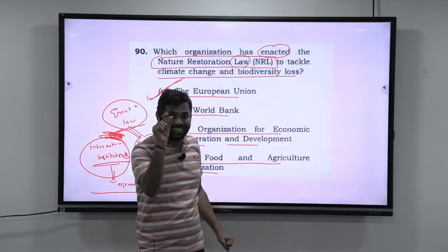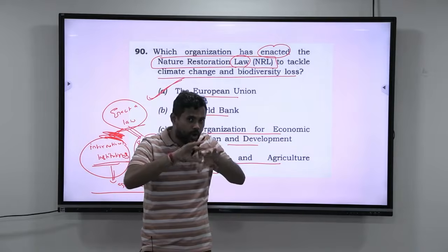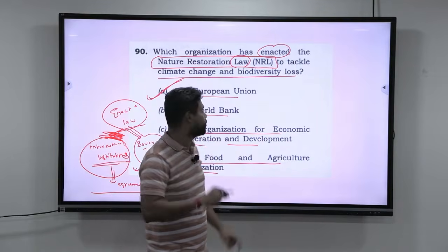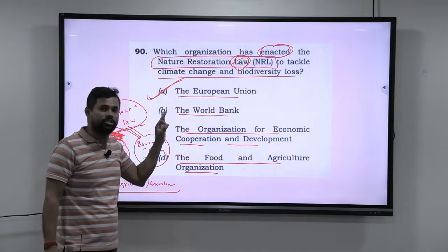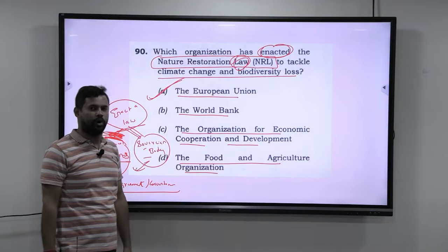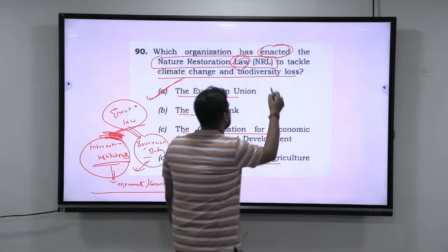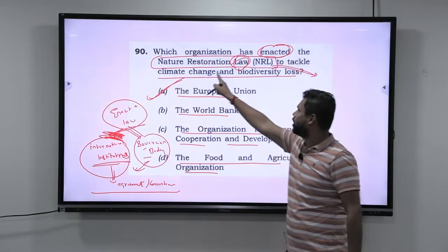Then you will lose out on exactly what you should observe. When you remove all that noise, you will exactly get what needs to be observed, and what needs to be observed is enacted and law. And by that, you understand that this can be done by European Union amongst all the four options. Okay. So just to give you a background, this is basically, as the name suggests, nature restoration law.